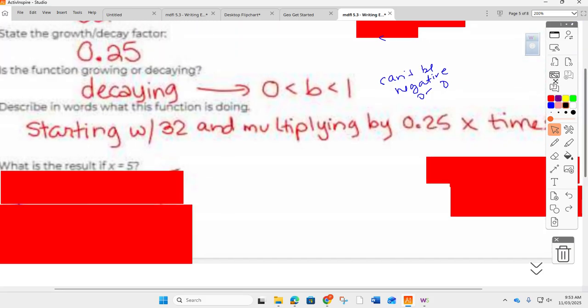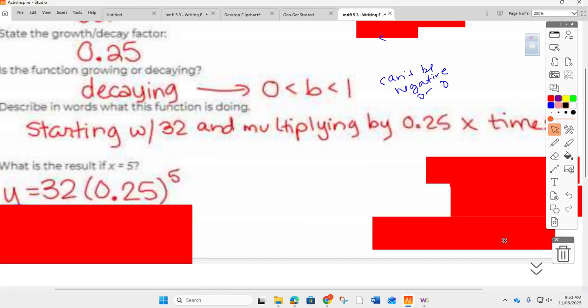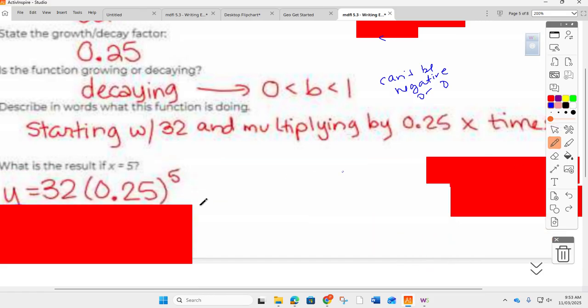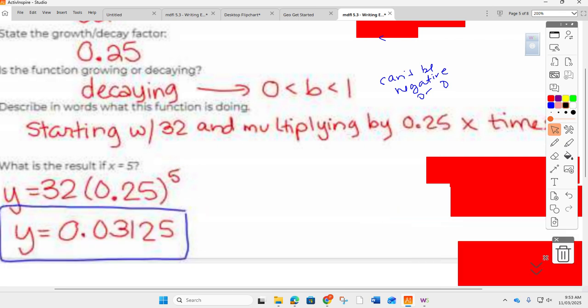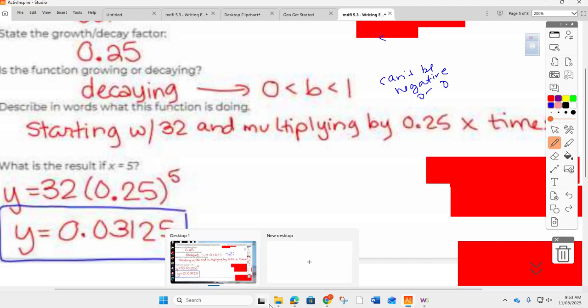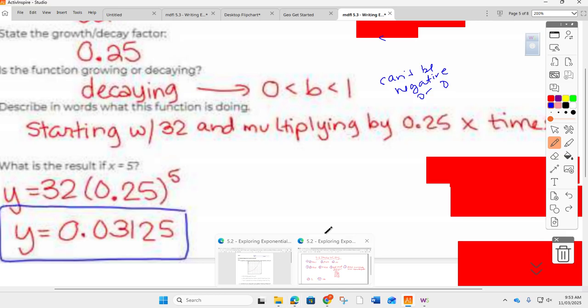Okay, so the result, if x equals 5, just means that instead of x, we plug in the 5 here, and we plug it in our calculator. So 32 times 0.25 raised to the 5th power. And you can see it's much less than the initial value. Not even close to 1 anymore. It's decayed or reduced or shrunk or decreased, gotten smaller, however you want to think about it.